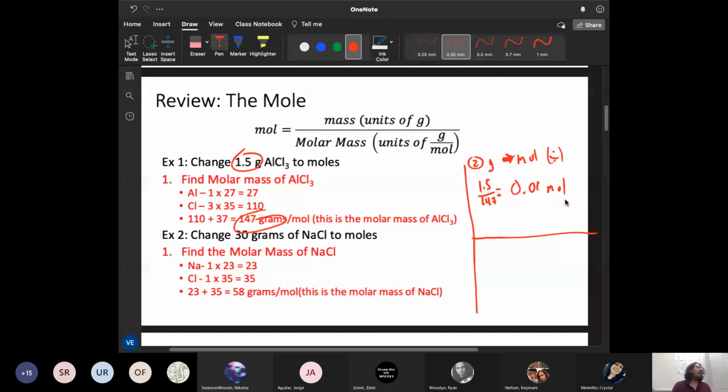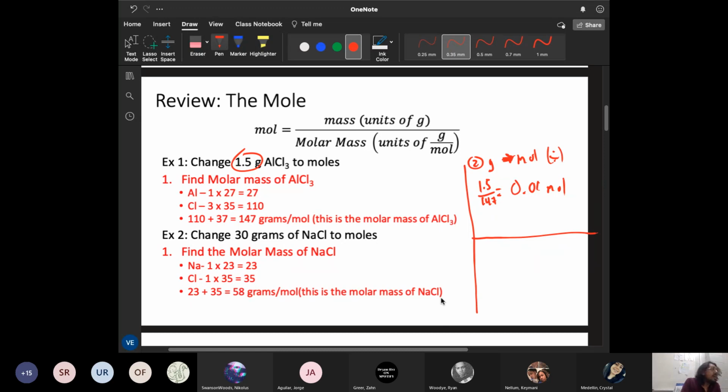So now let's do the other example real quick. Let's say I asked you guys that I want you to find the number of moles that you have in 30 grams of NaCl, which is sodium chloride, okay? NaCl, one of each. Na weighs 23, Cl weighs 35, add them up, you get 58. So 58 is the molar mass of sodium chloride.